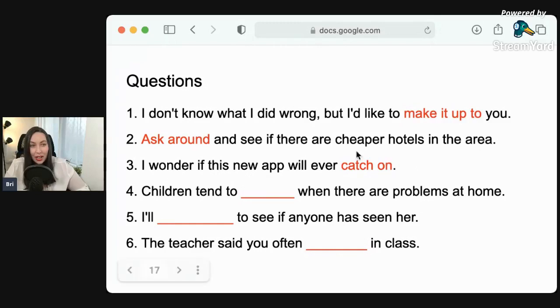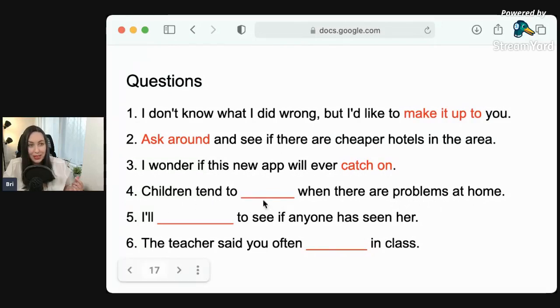So catch on, remember, means to become popular. I wonder if this new app will ever become popular. Okay, so remember, when we talk about things becoming popular, we can use catch on. Okay, very good. Okay, number four, children tend to something something when there are problems at home.